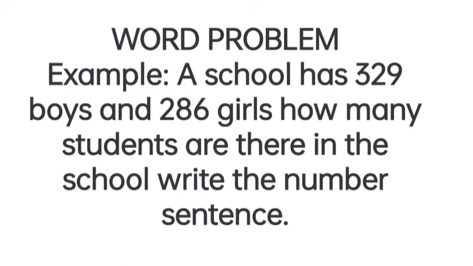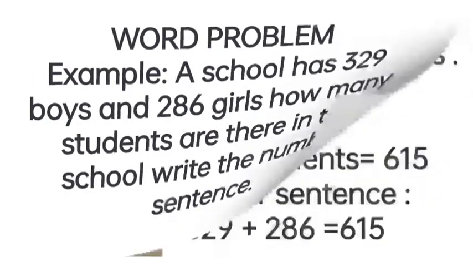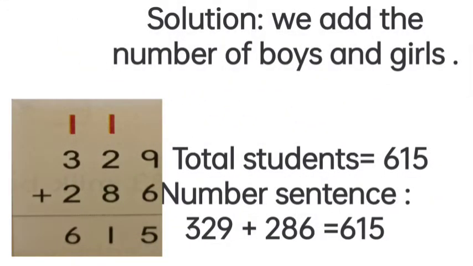Let's consider an example, a word problem. For example, a school has 329 boys and 286 girls. How many students are there in the school? Write the number sentence. Here we add the number of boys and girls. Do not forget to regroup. First write the numbers in the column and then add.